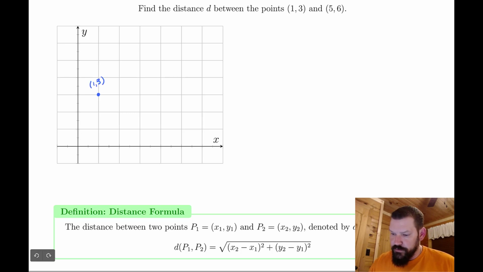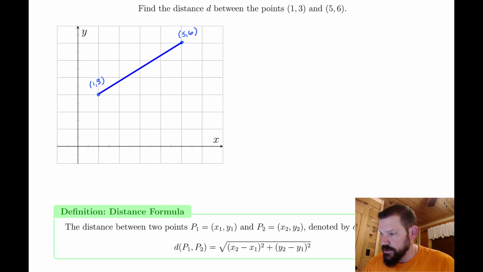And then we have the point (5, 6), so 2, 3, 4, 5, and we go up 6 units. And we want to find the distance between these 2 points. Now, we're looking at this line segment right here. We want to find how long that line segment is.